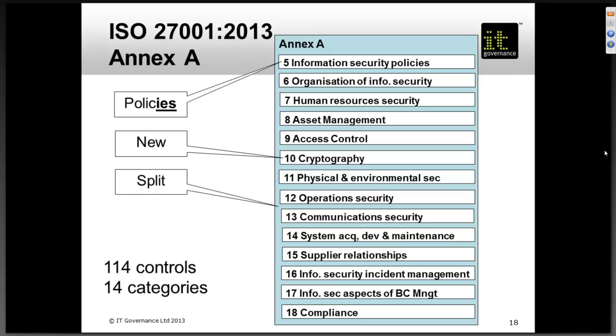Communications and operations, what was A10, has been split out into 2, so we now have A12 and A13. And finally, supplier relationships has matured to the stage where it's got its own category. Some would say that it's a mapping across from the previous A6.2 objective, external organisations, but I believe on detailed reading you'll find it's somewhat more robust than that.